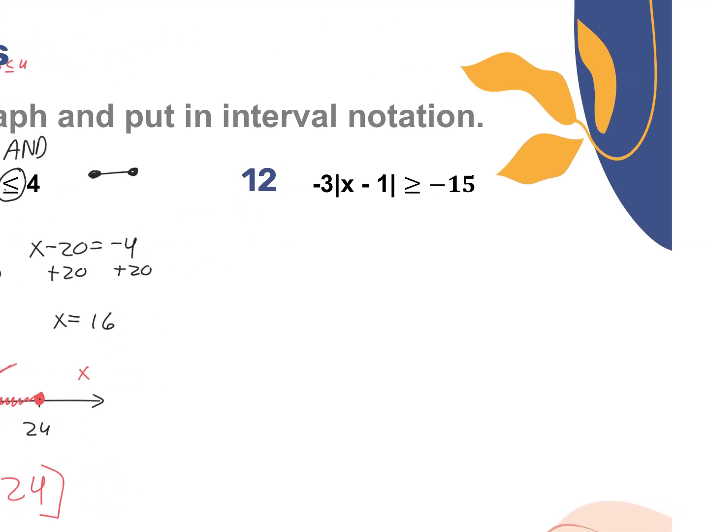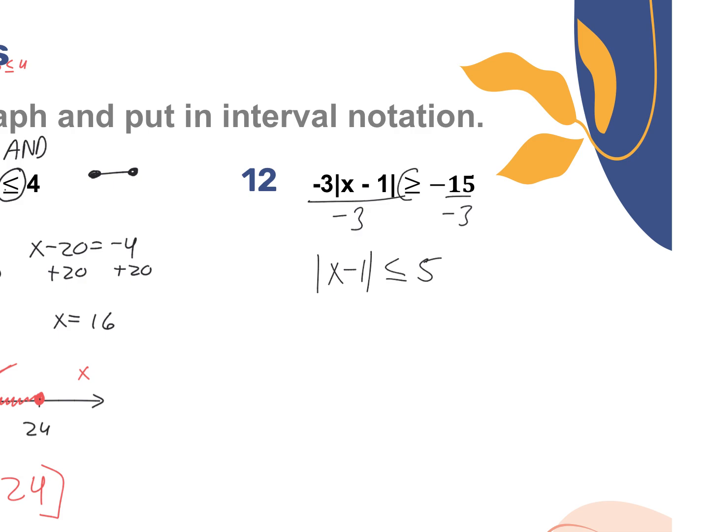All right, the only difference with number 12 is that now I have something on the outside of my absolute value bars. I do want to get that out of there. I want the absolute value bars completely by itself. So what we can do is divide both sides by negative 3. And then doing that is going to get us the absolute value of x minus 1 is less than or equal to 5.